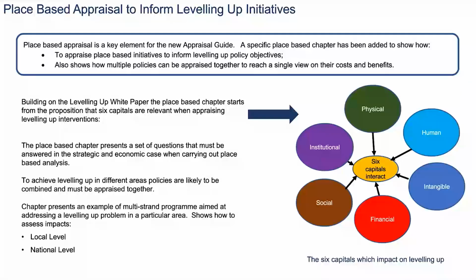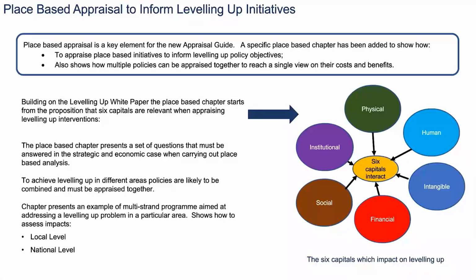The Levelling Up White Paper identifies 6 capitals which contribute towards areas being left behind, and those are physical, human, intangible, financial, social, and institutional capitals. What generally happens is that areas will suffer from a deficit in more than one of these capitals, and so to address levelling up issues, we need multi-strand initiatives aimed at tackling more than one area. And the chapter shows how to do this.